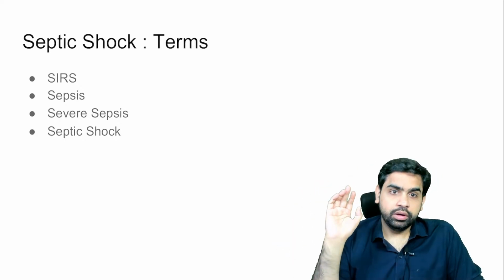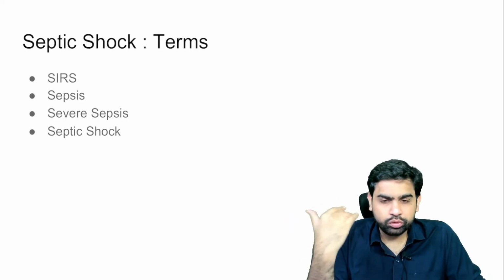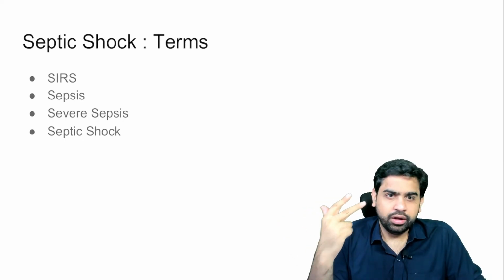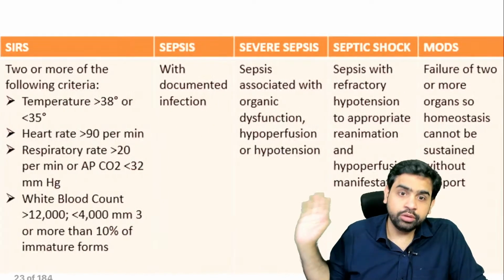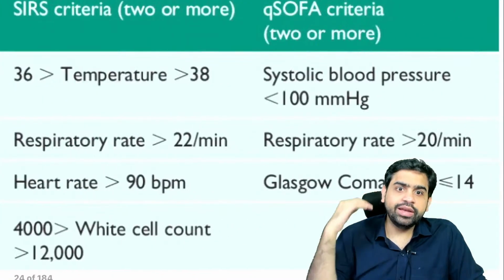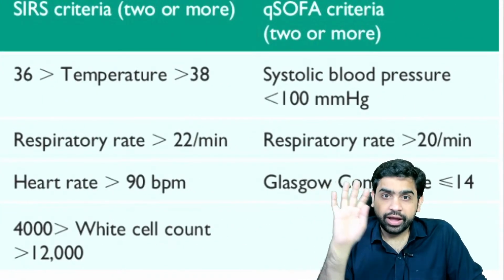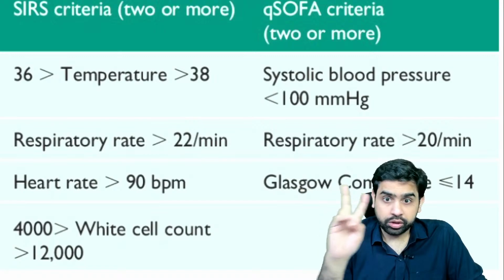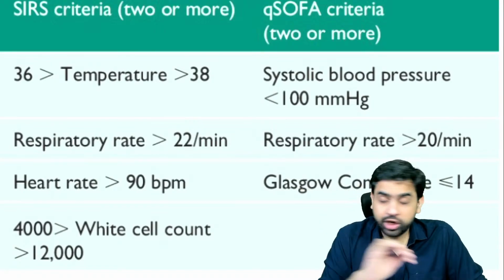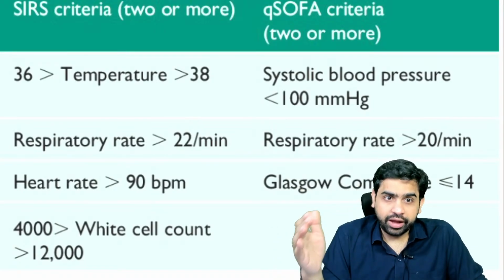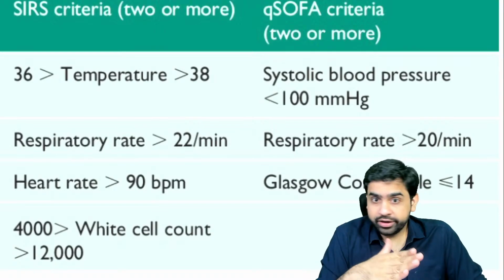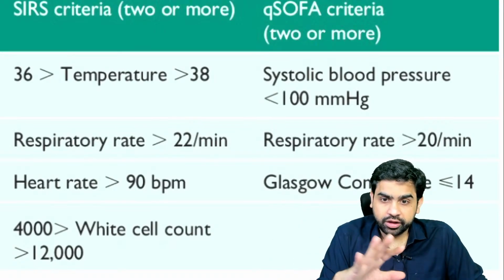Okay, now in sepsis, you need to understand there are a few terms called SIRS, sepsis, severe sepsis, and septic shock. All these are not that important, that's fine. The only thing you really need to understand is the difference between the SIRS and the Q-SOFA scoring system. There are two scoring systems which you really need to remember by heart. So what is the SIRS? Here the temperature is either more than 38 or less than 36 degrees Celsius.